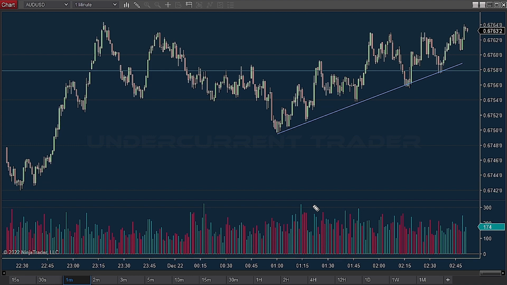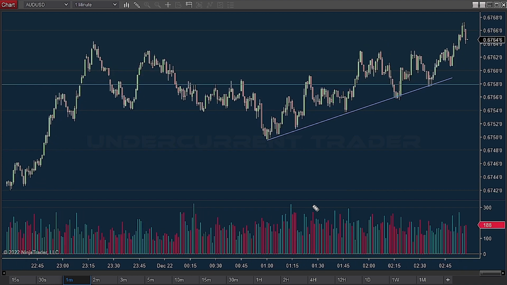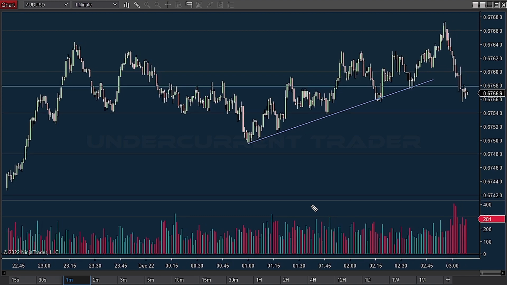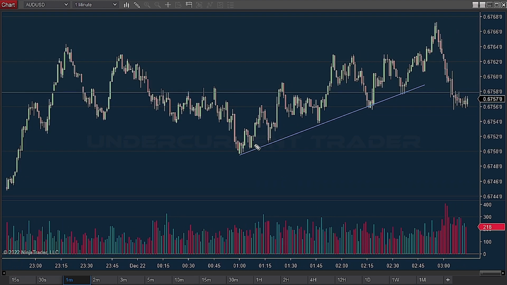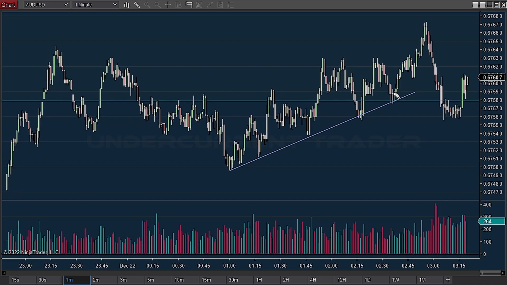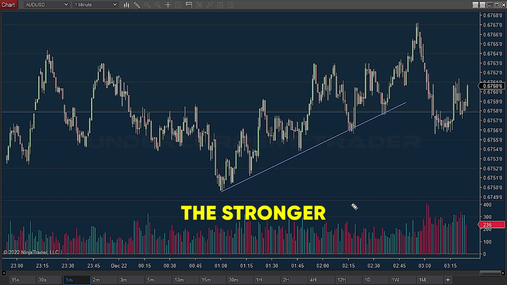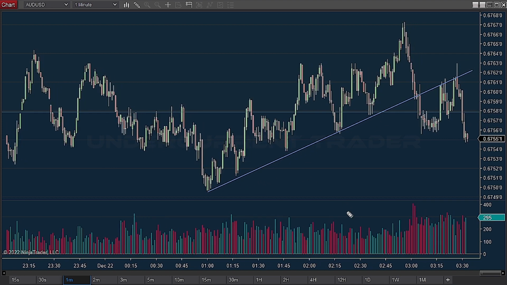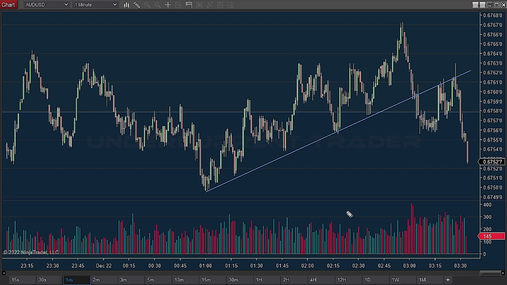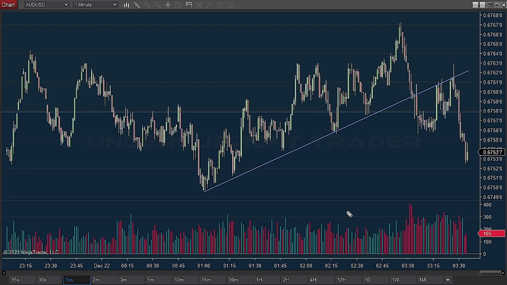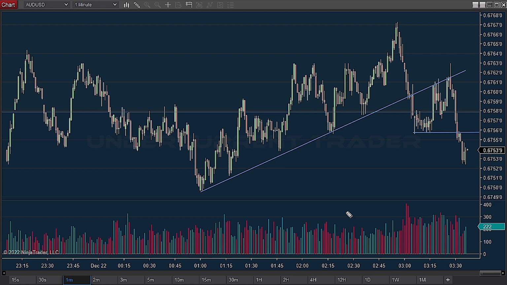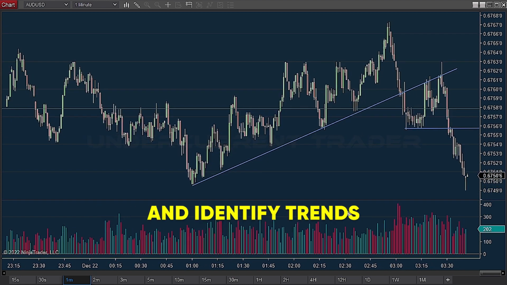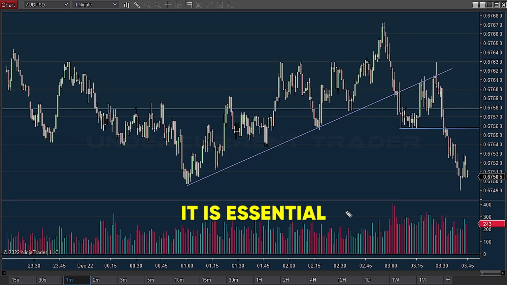No matter if a price is heading up or down, drawing a trend line provides a visual reference that helps traders stay focused. The more data points there are to connect, and I think this is important to remember, guys, the stronger a trend line will be. Also, the viability of the trend line is, I think, directly linked to how many traders or market players recognize it. So the bottom line here is that to monitor price movements and identify trends, it is essential to draw trend lines.